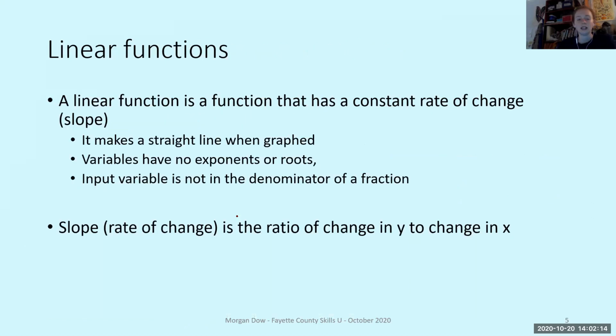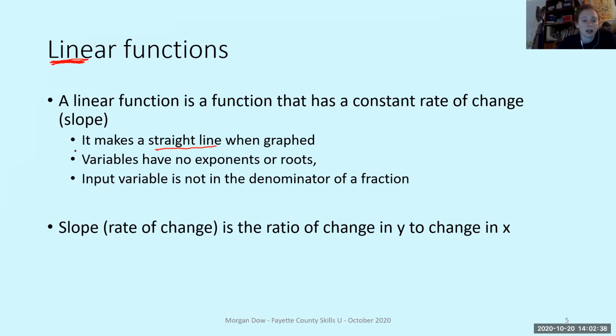All right, so linear functions. A linear function is a function that has a constant rate of change or slope. So that means it makes a straight line when you graph it. And you can see, right, the word line is hiding inside of the name. Linear functions basically means it's a line.